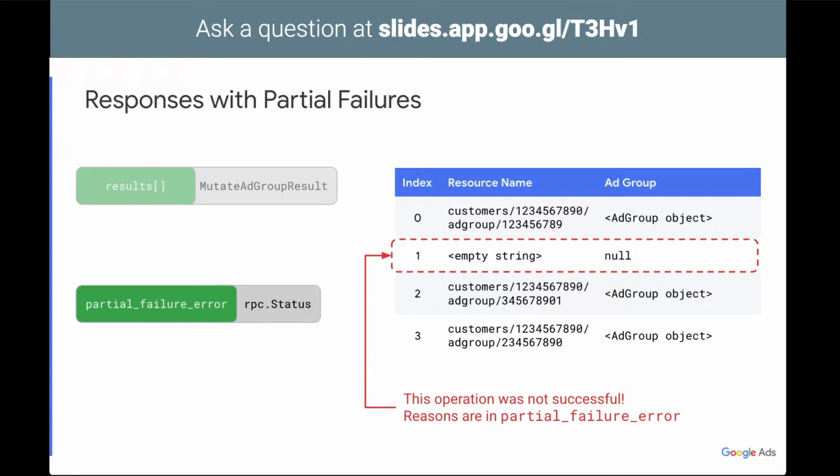They're actually organized in this message by the same indices we just discussed. So in my example, since my operation at index 1 was empty and therefore not successful, I'll be able to look up the reason it was not successful using index 1. Each client library provides a mechanism for doing exactly this lookup. We'll be looking at another example in C# in a moment, but do check your client library's handle partial failure example for guidance on how to extract these partial failure details.